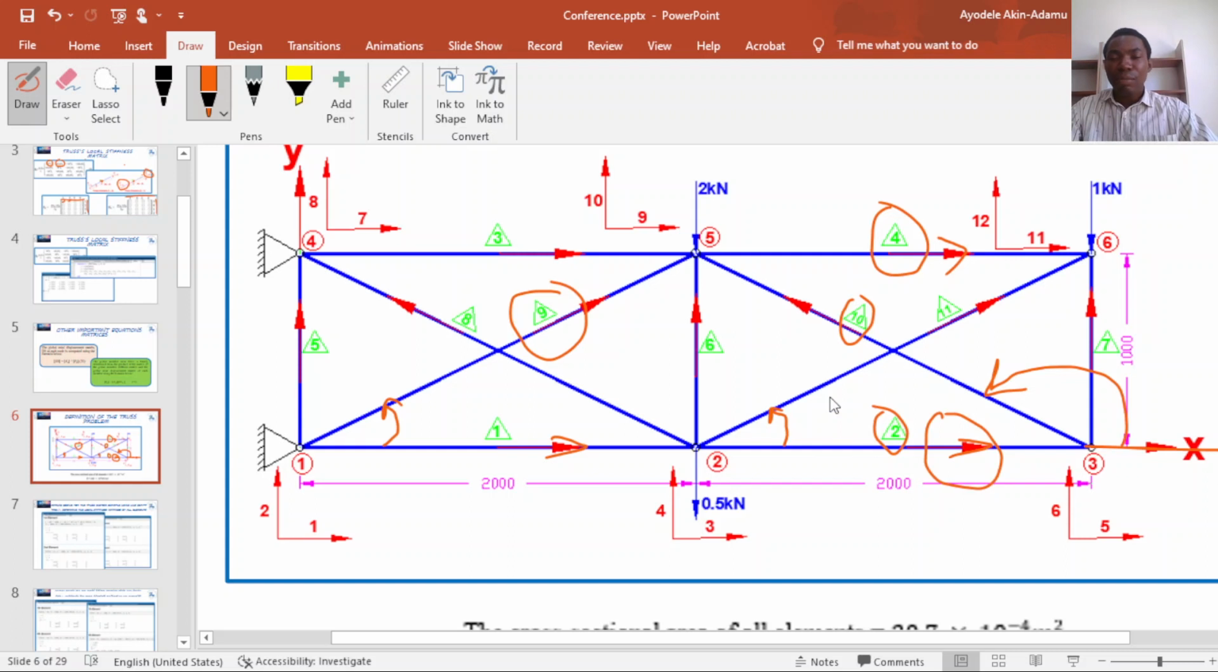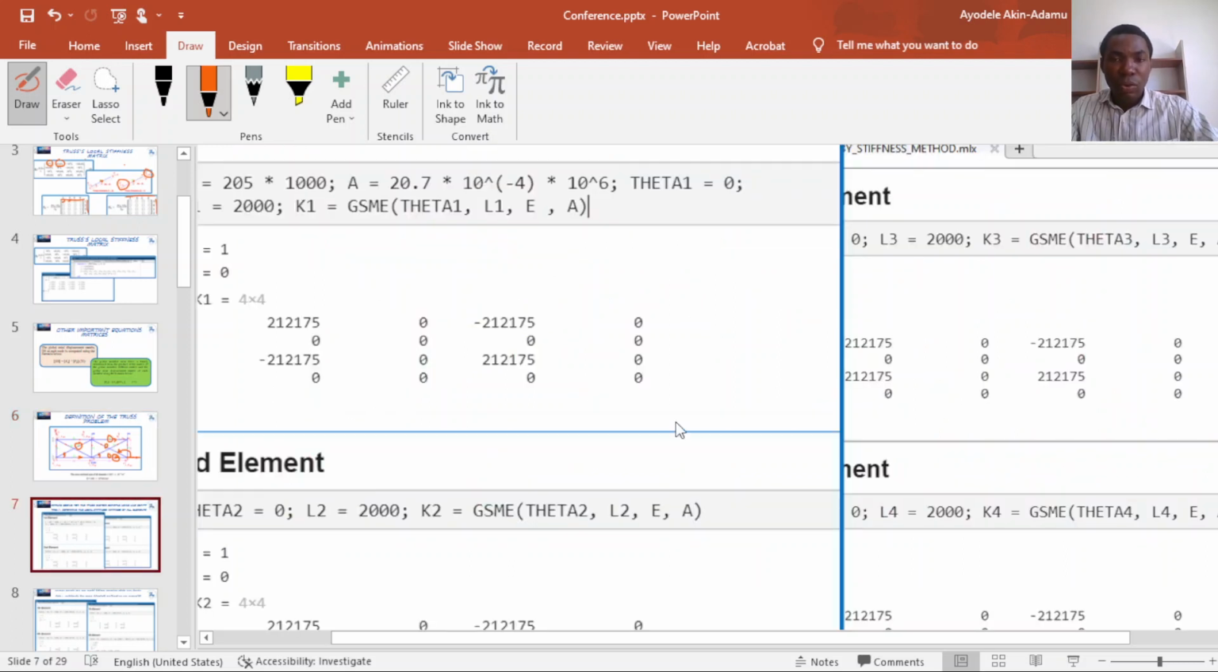I hope this is perfectly understood. I explained each of the angles for each of the elements. I think it is perfectly understood.